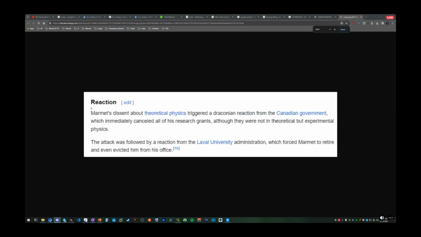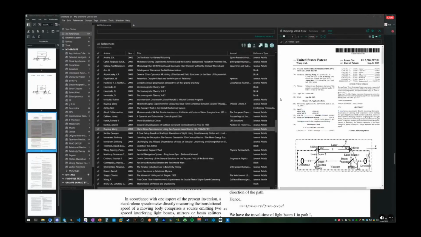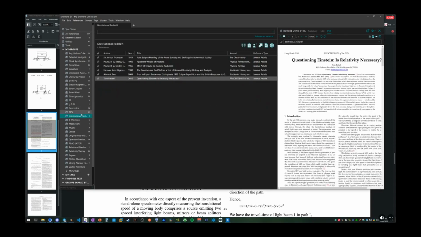So Paul Marmet, the sense about theoretical physics triggered a draconian reaction from the Canadian government, which immediately canceled all of his research grants, although they were not in theoretical but experimental physics. The attack was also followed by a reaction from the Laval University administration, which forced Marmet to retire and even evict him from his office. So, what did he do? What were his crimes?